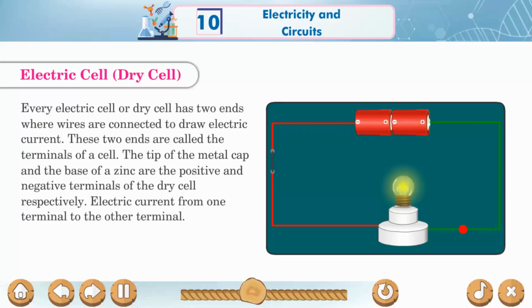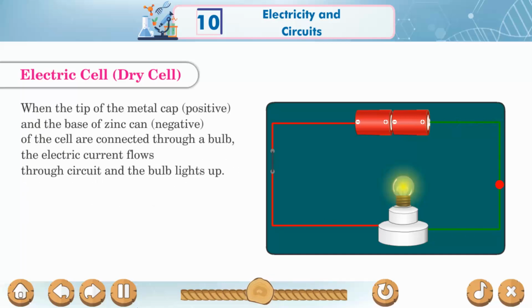Every electric cell or dry cell has two ends where wires are connected to draw electric current. These two ends are called the terminals of a cell. The tip of the metal cap and the base of the zinc can are the positive and negative terminals of the dry cell respectively. Electric current flows from one terminal to the other terminal.